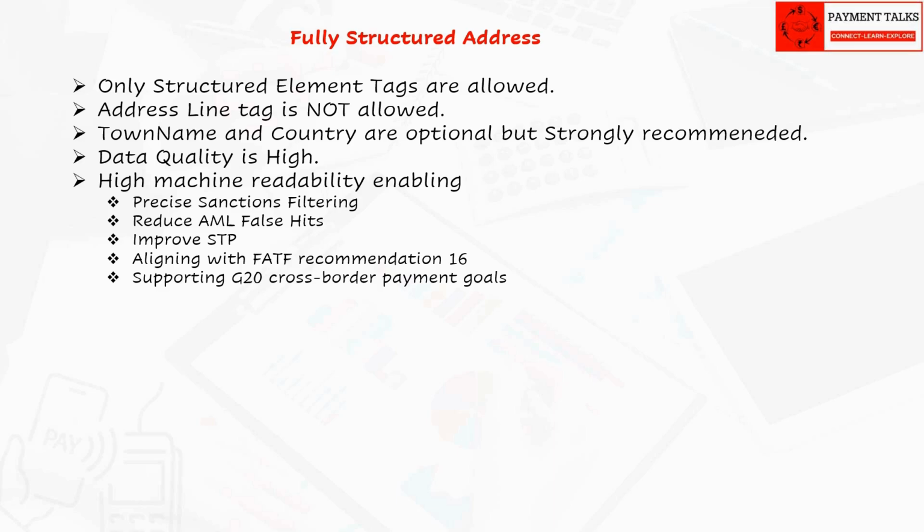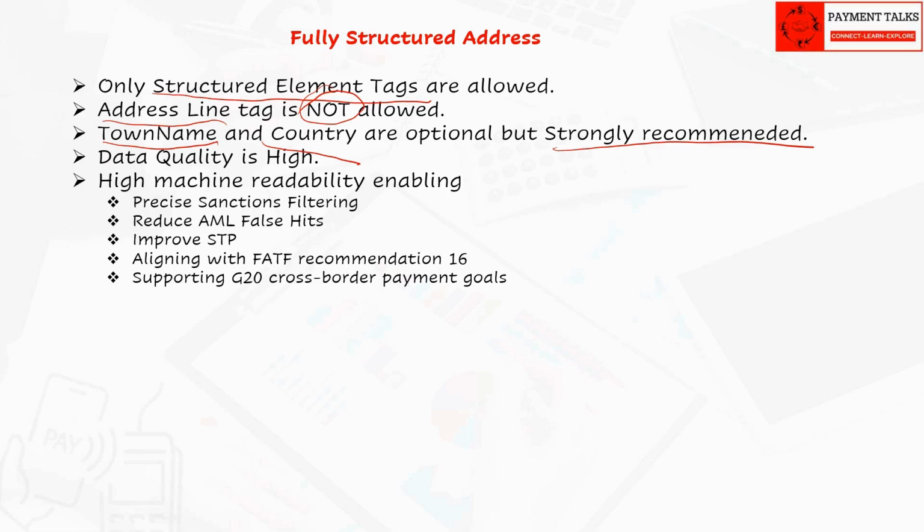A fully structured address has the following characteristics. Only structured fields are allowed. Address line is not allowed. Town name and country are technically optional, but it is highly recommended to pass this information, because according to FATF and PMPG, these 2 fields are the minimum valuable geography elements.